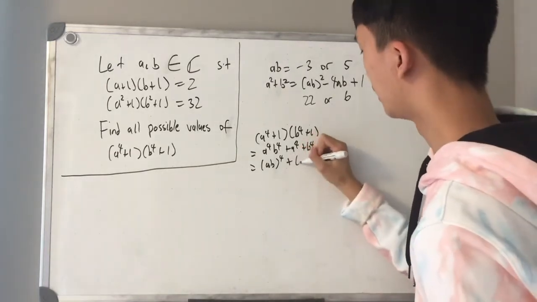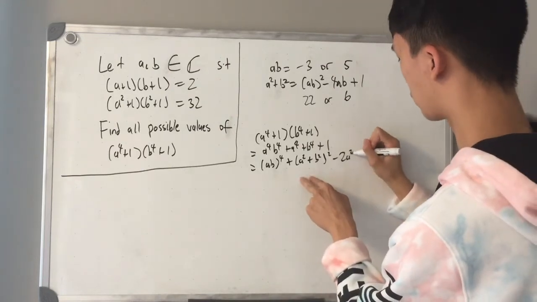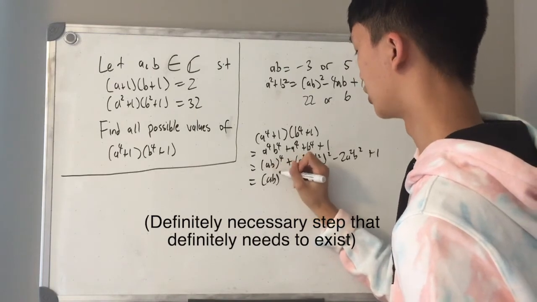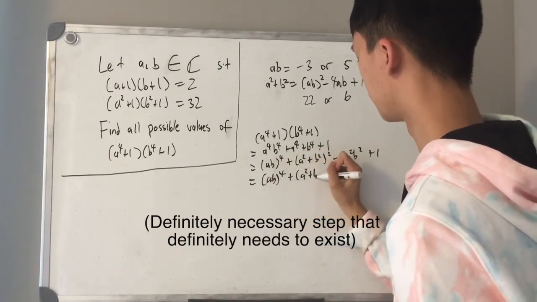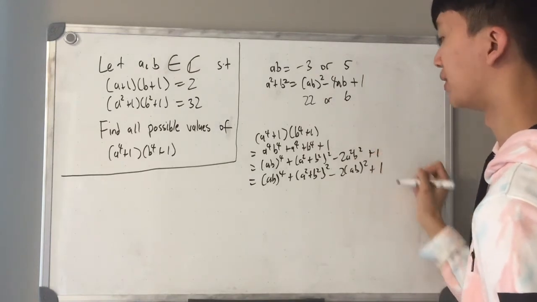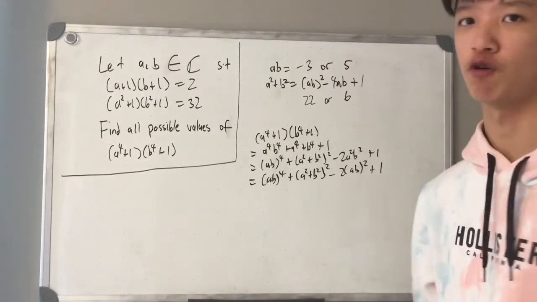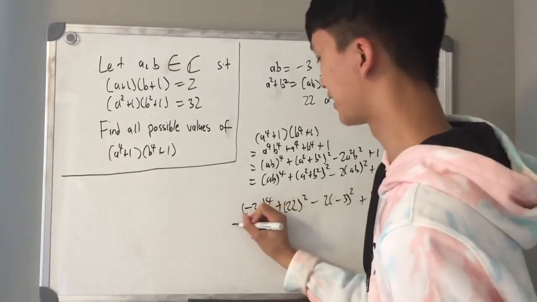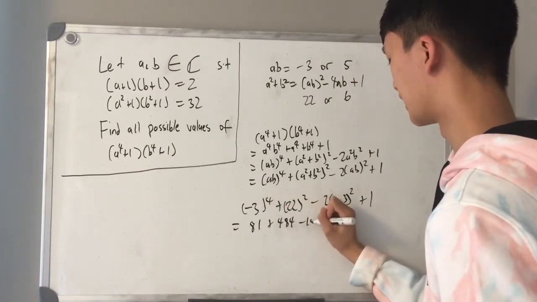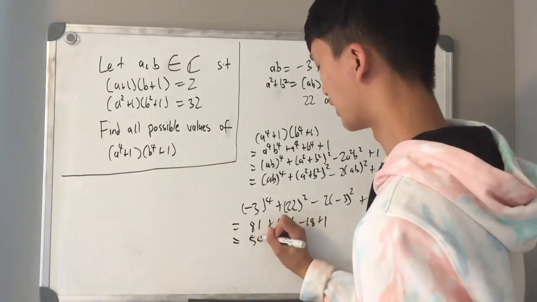So let's try writing (a squared plus b squared) all squared minus 2a squared b squared plus 1. And finally, we can write this as (ab) to the power of 4 plus (a squared plus b squared) squared minus 2 times (ab) squared plus 1. So first, let's consider the case if ab is equal to negative 3 and a squared plus b squared is equal to positive 22. So this is then equal to 81 plus 484 minus 18 plus 1. So now adding these terms together will then give us 548.